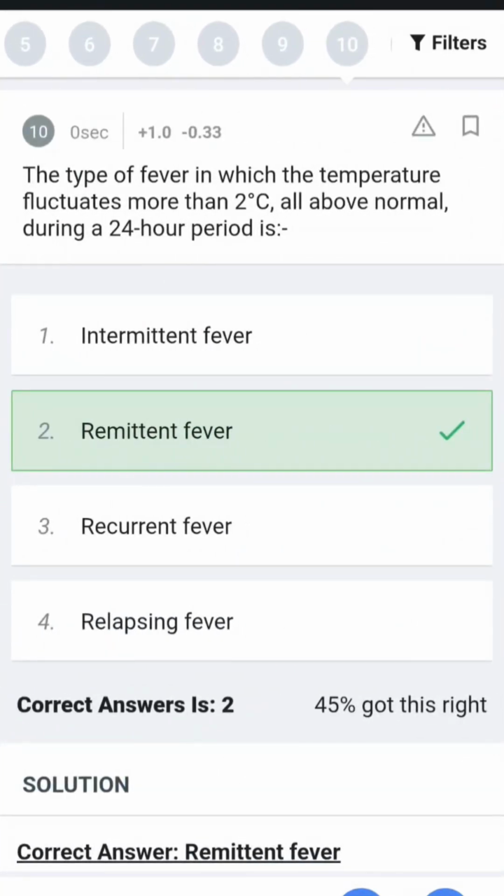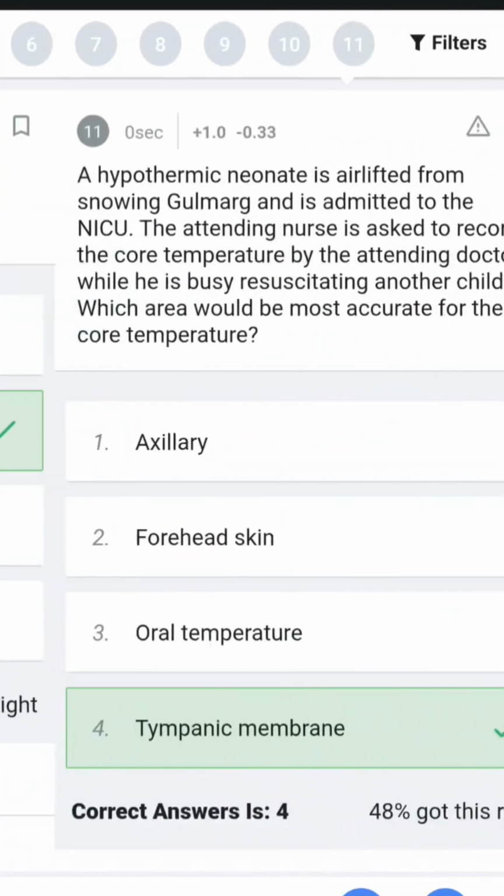Question number 10. The type of fever in which the temperature fluctuates more than 2 degrees Celsius, all above normal during 24 hours period is. Correct option is 2nd, remittent fever.